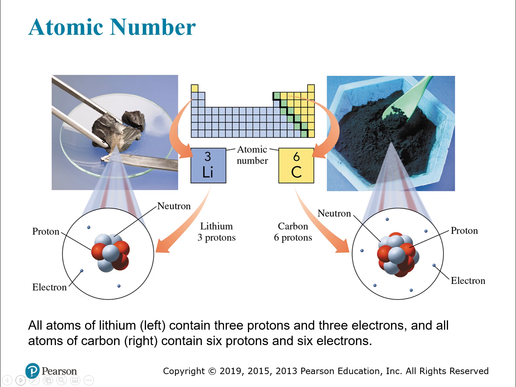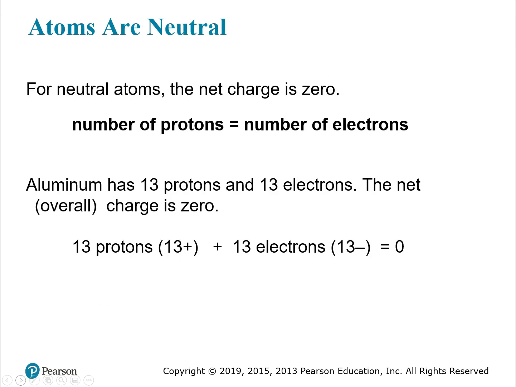This is just showing you an example of what that atomic number means. When you have an atomic number of 3, let's say, in lithium, it means that you've got 3 protons, which are in red, and you have at least 3 neutrons. I'll explain that in a minute. And you also, in a neutral atom, will have 3 electrons. For neutral atoms, the net charge is 0.